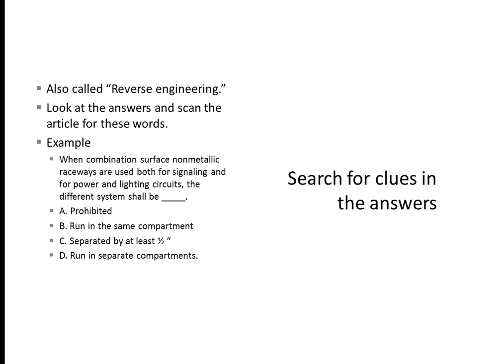Well, as you look up the reference, the index words here, and you go to the index, you go to that section in the code book, look for the keywords such as separate compartments, or separated by at least 1/2 inch, or look for words like same compartment or prohibited. So you're using the answers from the question to match in that section of the code book, and that also might help you to find the answer quickly.